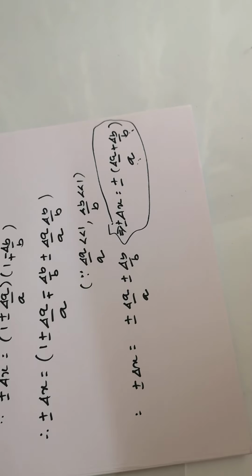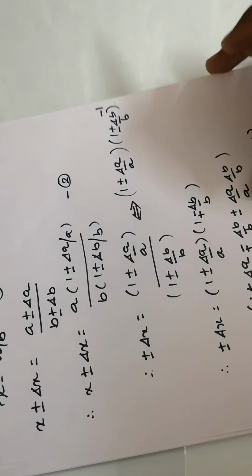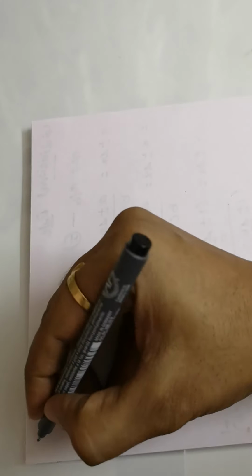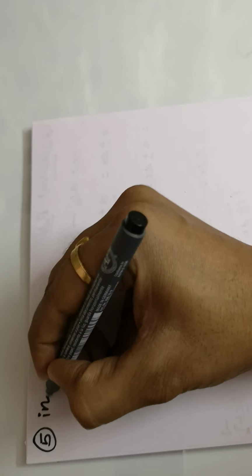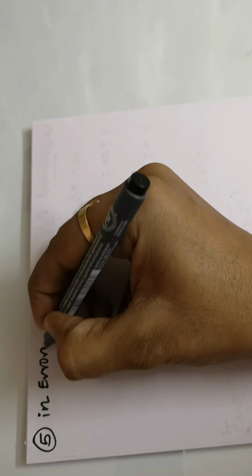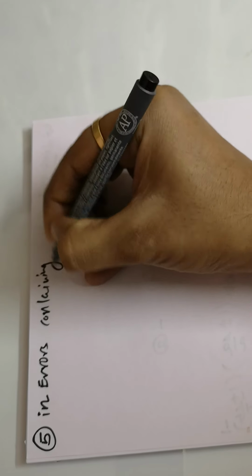Now, last but not least, is a very important one, and may be asked in many exams or competitive exams, with some related examples based on it. It is called our power of errors, or errors containing power.